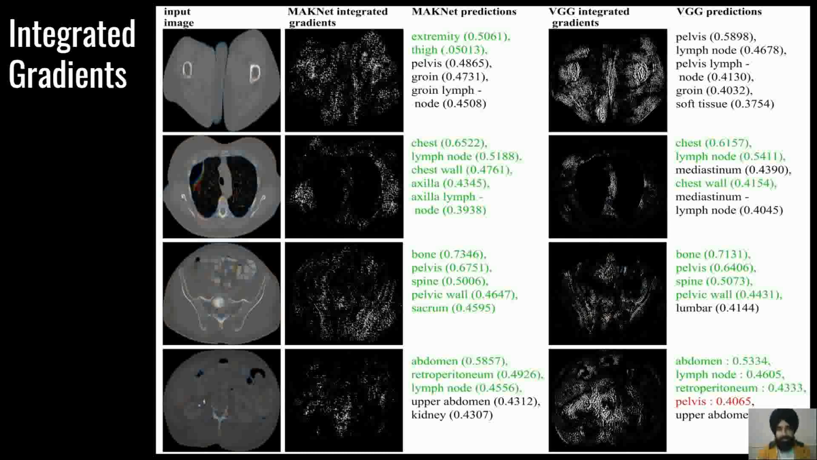The example in the figure shows the integrated gradients with top 5 predicted labels and corresponding confidences for MarkNet, the second column, and for VGG, the last column. The green and red text corresponds to true positive and false positive labels. Black represents labels with missing annotations, as not all the images in the dataset are assigned 5 labels.